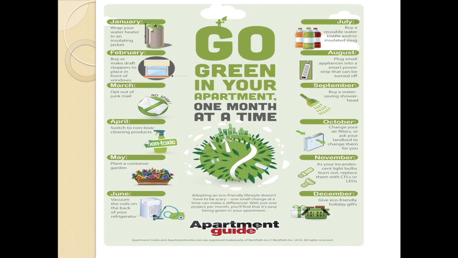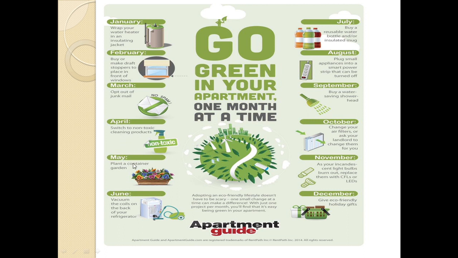Now, what can you do in your home to save the environment or to go green? So here a month-wise planner is there. In January, you have to wrap your water heater in an insulating jacket. In February, you have to buy or make draft stoppers to place in front of windows. Then in March, you have to opt out of junk mail. In April, you may switch to non-toxic cleaning products, eco-friendly green cleaning products.